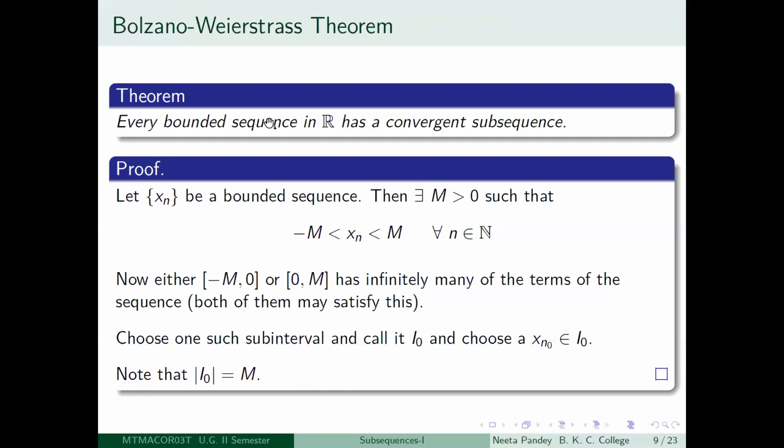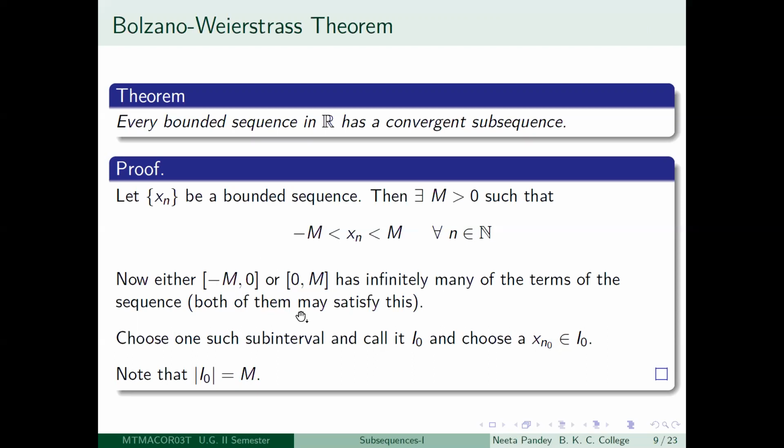Now, since you have a sequence, obviously this is an infinite sequence. We have not talked about finite sequences at all. So infinitely many terms of the sequence will belong to either the closed interval minus M to 0 or the closed interval 0 to M, or to both, right? But it has to happen that at least one of them will have infinitely many terms of the sequence. Because if both of them had only finitely many terms, then the union would also have only finitely many terms of the sequence, which is not possible, right?